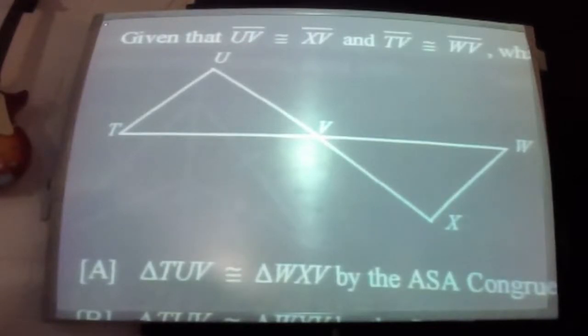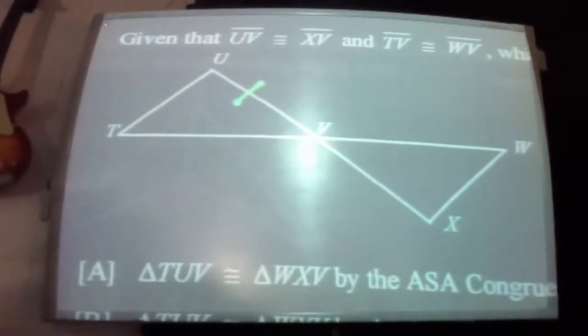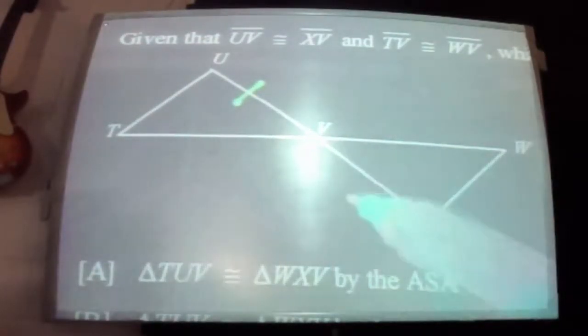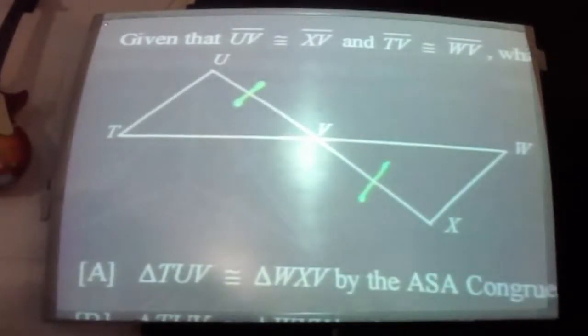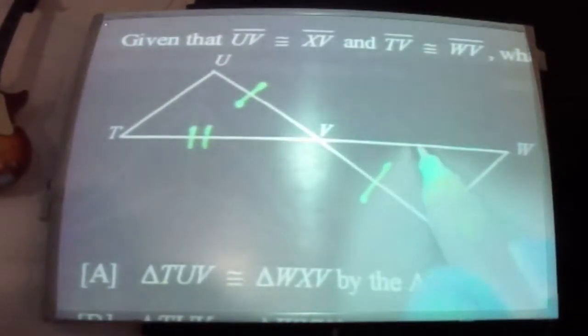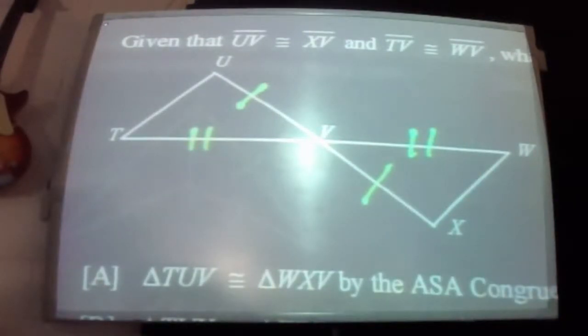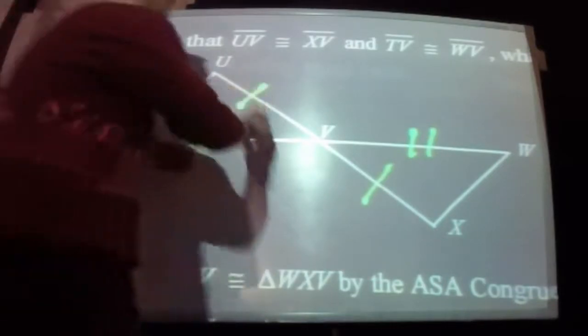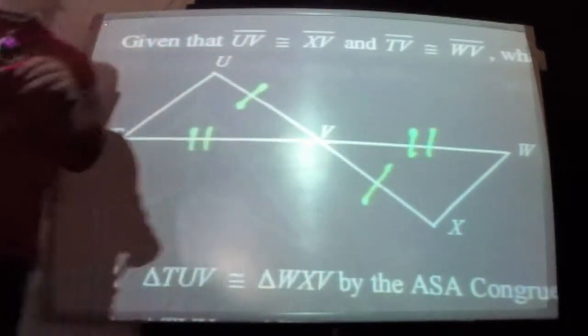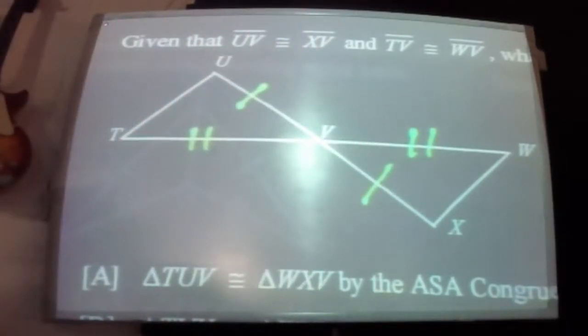UV, where's that? The top. Top rightish or top there. All right, it's congruent to XV, so that same line extended, as in V is like the midpoint there. TV. The bottom. Yeah, the bottom here. That's congruent to VW or WV. The top. There you go. We got two sides here. I got these two sides congruent to these two sides right there. Now that's all the information they told us.